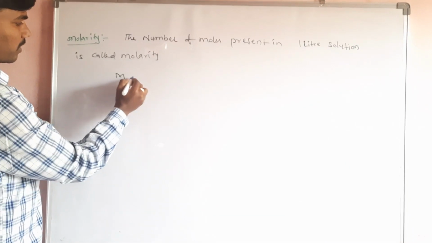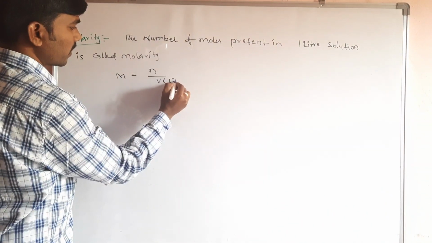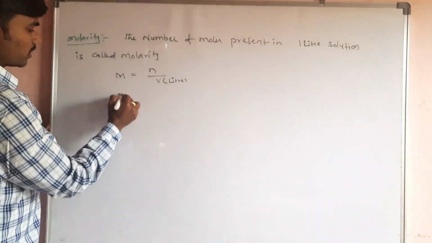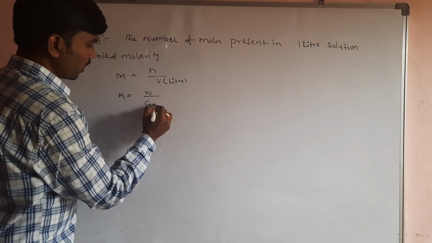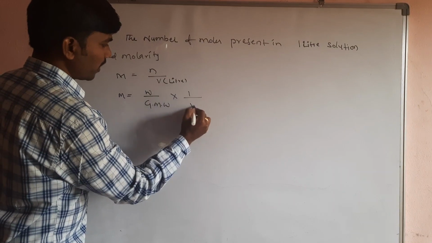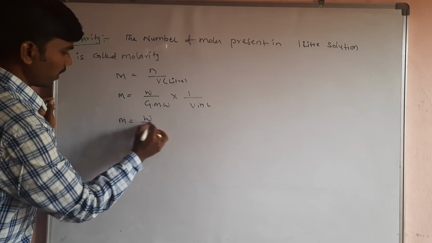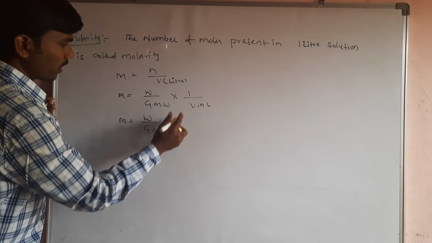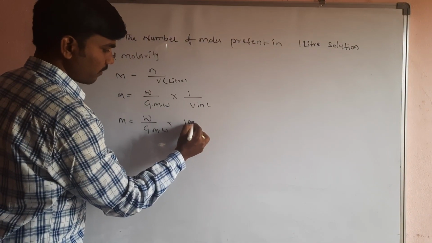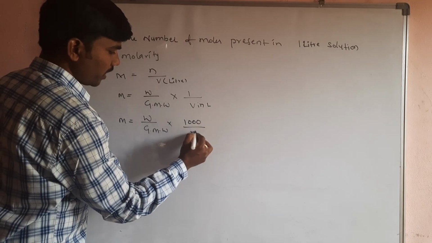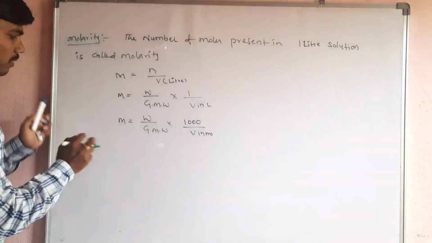Molarity is represented by capital M, which is equal to the number of moles present in 1 liter solution, V in liter. We know that number of moles is equal to weight by gram molecular weight, so molarity is equal to weight by gram molecular weight of the solute into 1 by V in liters. If you convert liters into milliliters, then we need to divide by 1000, so the formula becomes 1000 by V in ml, where volume is in milliliter. This is one of the formulas for molarity.